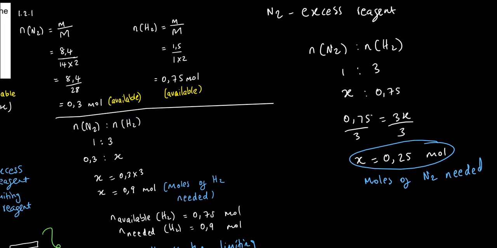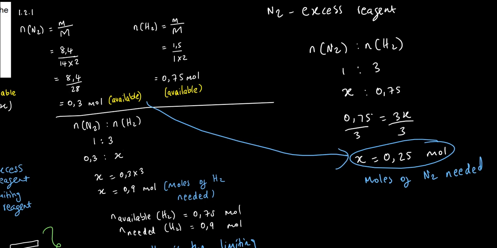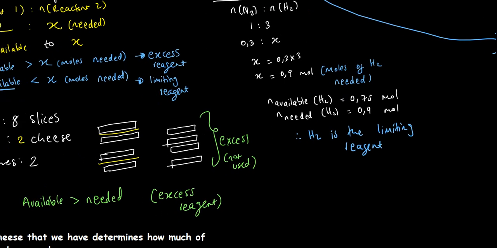So we don't need 8 slices. So there is more bread than what we need. Look here. You have more number of moles that are available than what you need. It tells you that from the 0.3 moles, 0.25 is going to take part in the reaction, and then it's going to leave how much? How many moles are going to be left in excess?